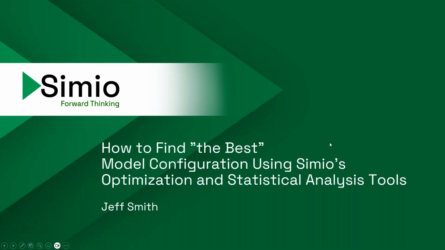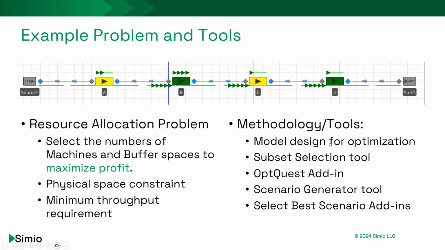Okay, so the example model that we're going to do is a resource allocation problem. So you can see that I have a serial production system that has 4 machines. And what we're trying to decide is 2 basic things. We're trying to decide the capacity of the buffers in between the workstations and the capacity of each one of our 4 processing machines, such that we can maximize throughput and have a profit maximization function.